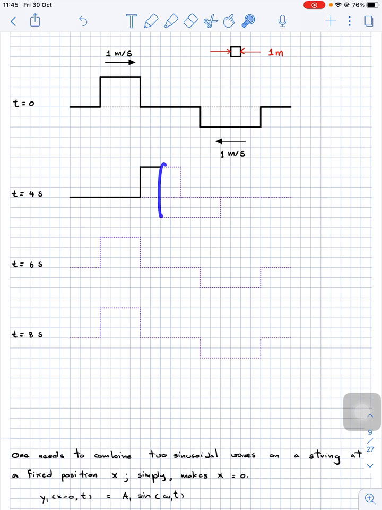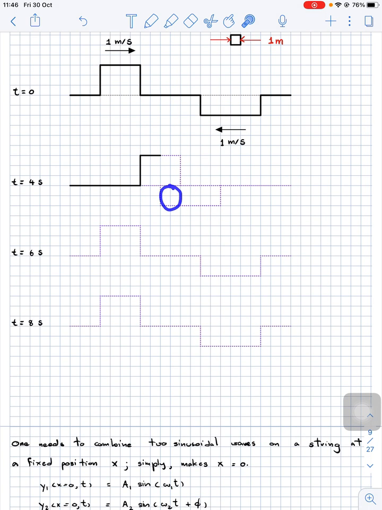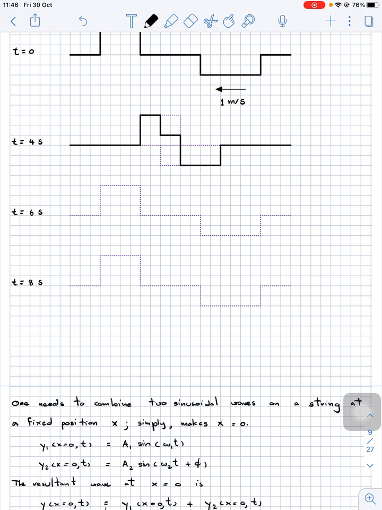Now for this part, the displacement of this one is 3 blocks, which is positive, but this one is 2 blocks negative. So we have 3 blocks minus 2 blocks, which is equal to 1 block here. Then for this part, it's just 2 blocks negative, so it looks like this, and then finally just 0. That's how it looks.